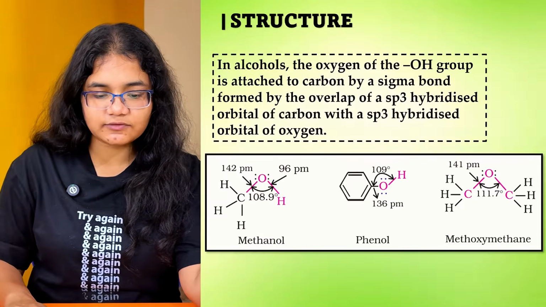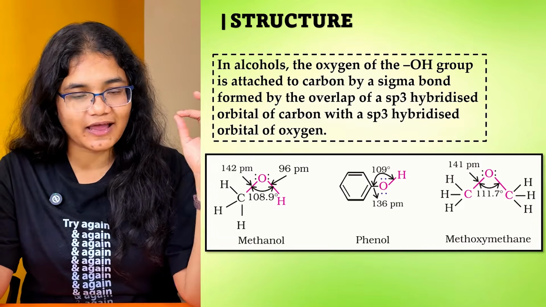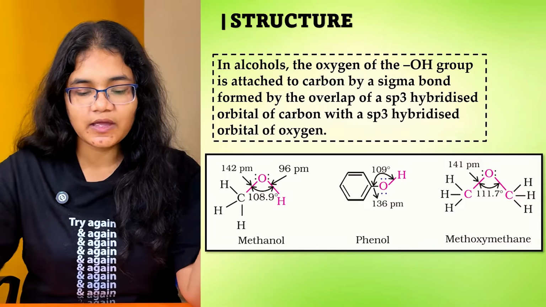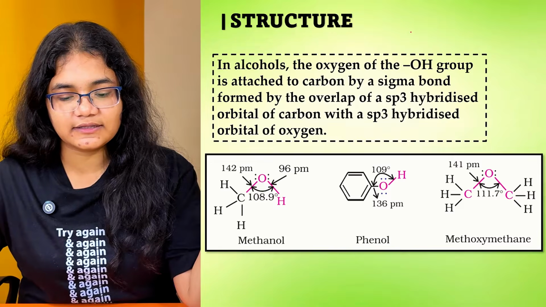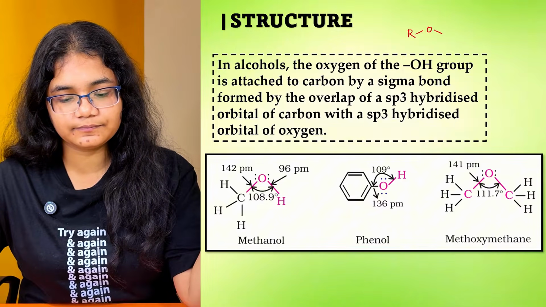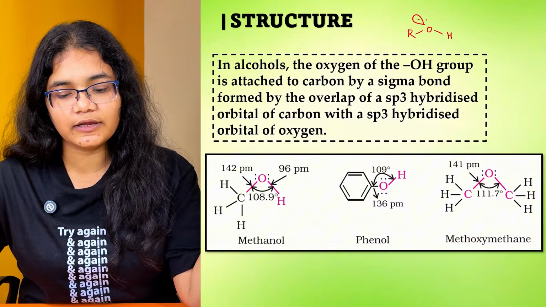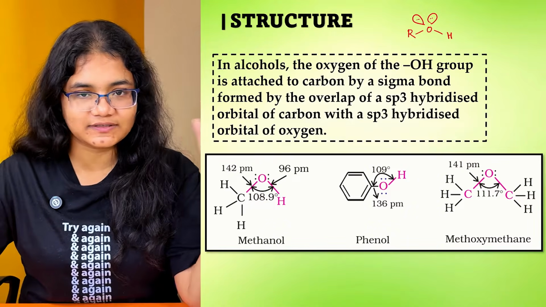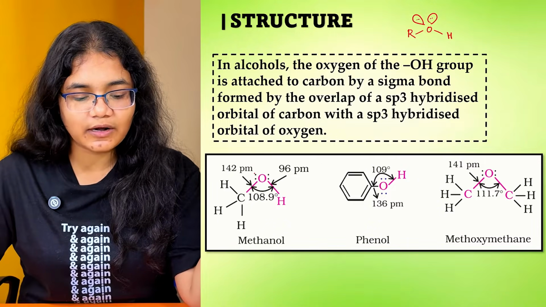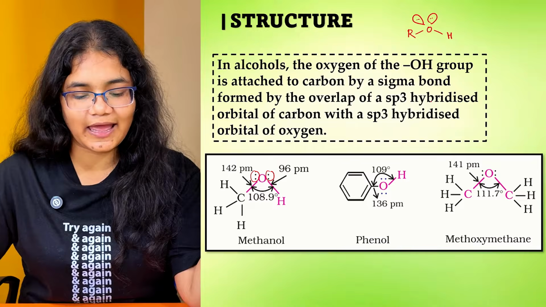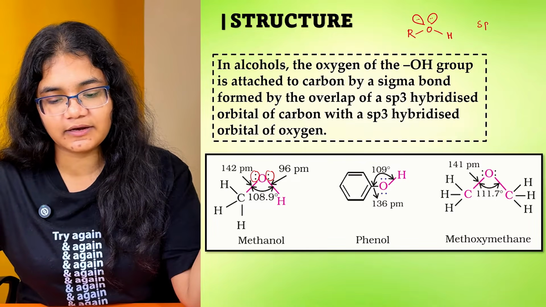After this, we'll be studying the structure of alcohols, phenols and ethers. The structure is like this. We have lone pairs of electrons present on oxygen. What happens because of this lone pair? Actually, if you see, the geometry is sp3 hybridized.